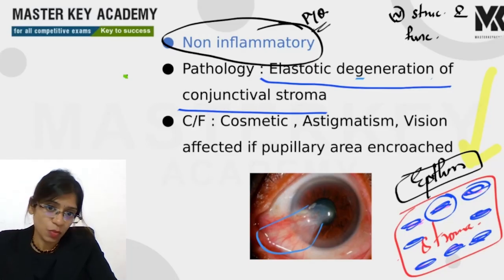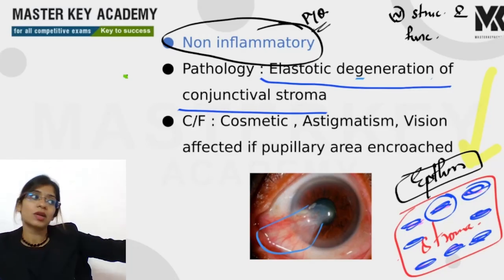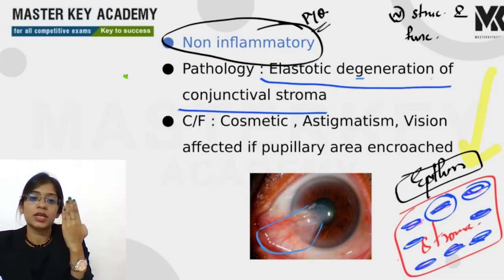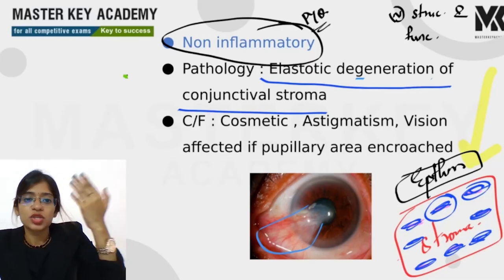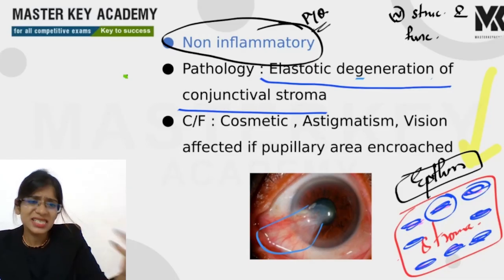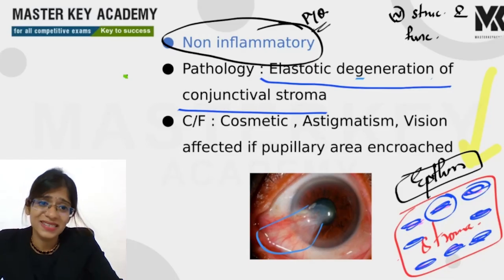Now this definition is important. Clinical features: cosmetic is the first thing. When a patient has a pterygium, he says that doctor, others ask what is the problem inside the eye. So basically it is a cosmetic reason.